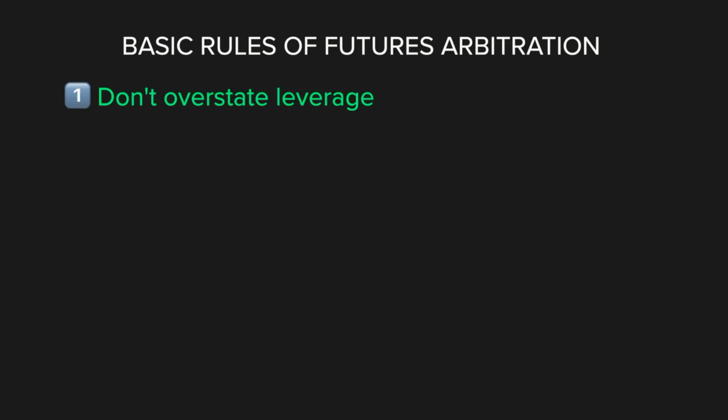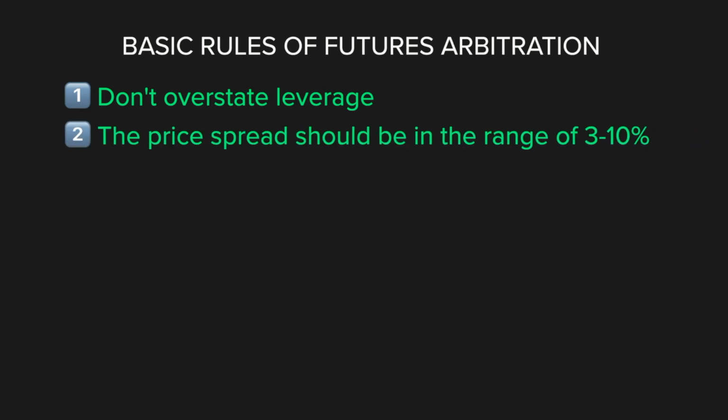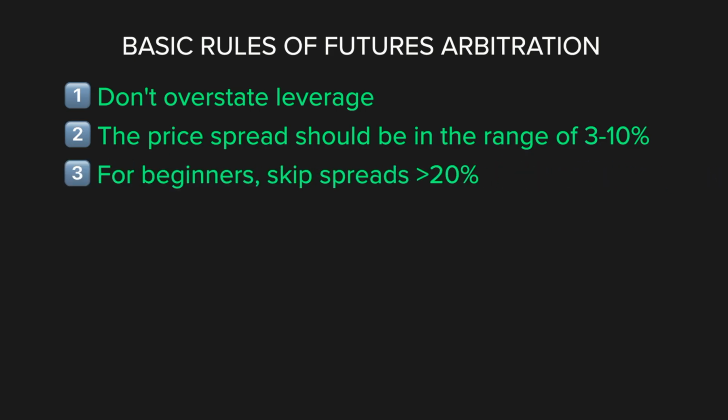First, do not use excessive leverage, especially at the beginning. We do not recommend using leverage higher than 5 at the initial stage. Second, do not take signals where the price spread is less than 3%, taking into account commissions and slippage. The potential of such a trade is not very high, only suitable for practice. Third, do not take signals with an abnormally large price spread, more than 20%. This is also especially important at the beginning. The reasonable spread range is 3 to 10%.